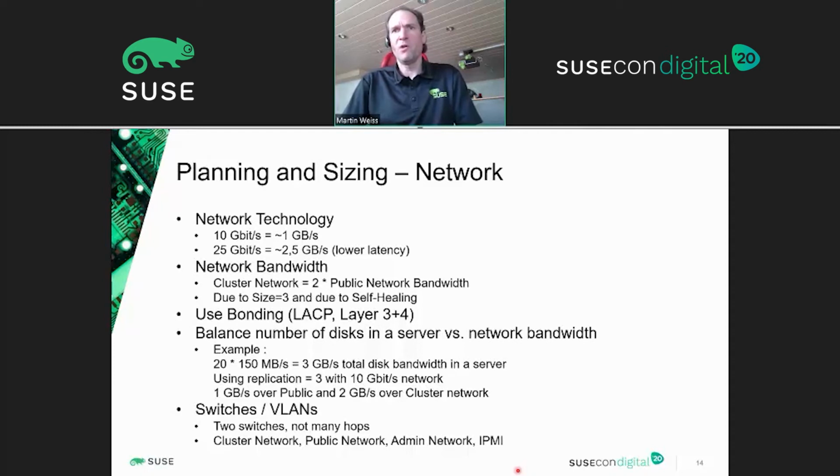Next topic, you always use fault-tolerant switches, which means 2 switches per network at least. You can also combine these switches for public and cluster network and use different VLANs. And just keep in mind that we need cluster network, public network. We might need an administration network. That depends on customer security requirements. We might need an IPMI network for the hardware management. So just keep that in mind when you're designing the network infrastructure.